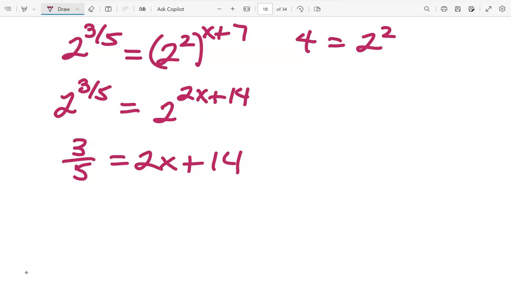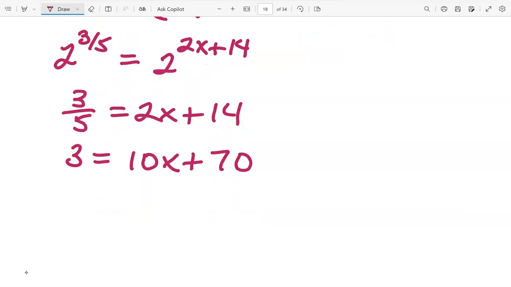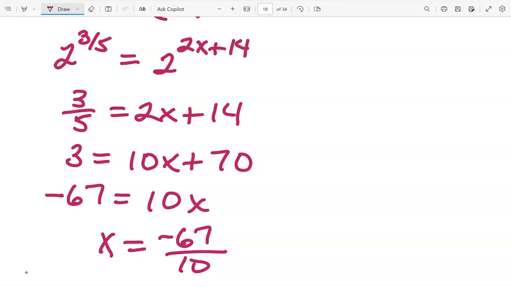I'm going to multiply through by 5 to clear the fraction. So 3 is equal to 10x plus 14 times 5, which is 70. And now subtracting 70, we get negative 67 is equal to 10 times x. And x is equal to negative 67 tenths.